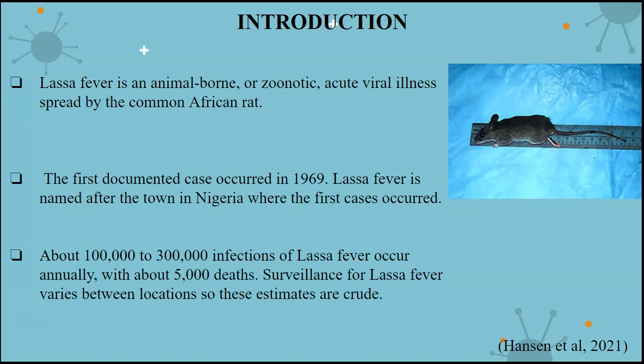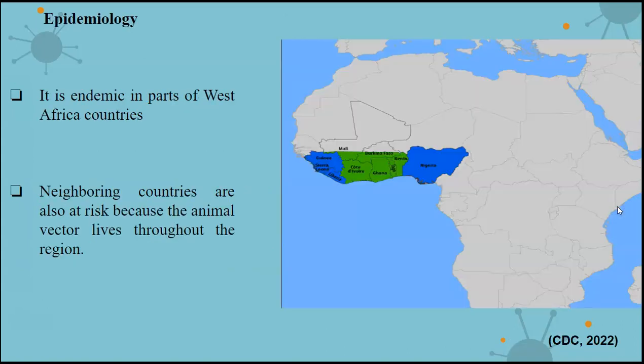Surveillance for Lassa fever varies between locations, so these estimates are crude in determining the effect of the Lassa virus in a particular location. It is very endemic in parts of West African countries. Neighboring countries are also at risk because the animal vectors live throughout the region. The African rat lives throughout the region. That's why it is very endemic in all West African countries.